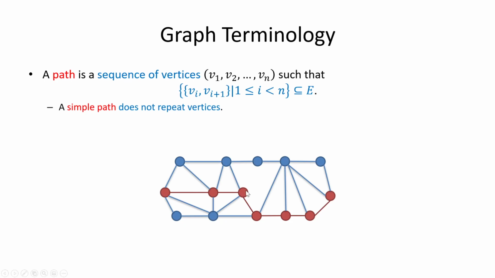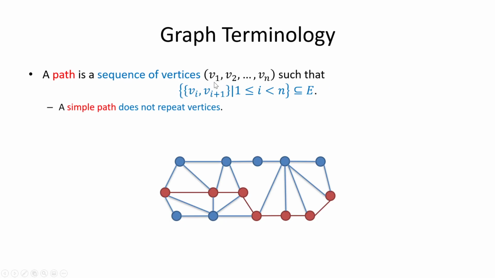Well, a path in a graph is a sequence of vertices. Here I've got them highlighted in red, and I'm labeling them agnostically, v1 up to vn. Say we have a path of length n. Or we might also say this is of length n minus 1, because that's how many edges would be involved in the path, depending on whether we're counting vertices or edges.